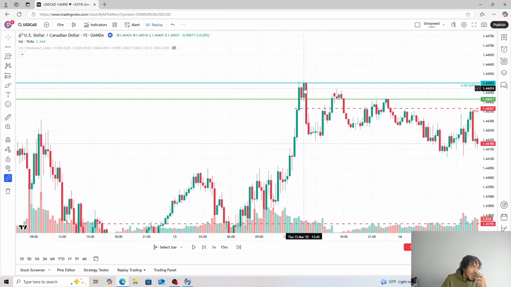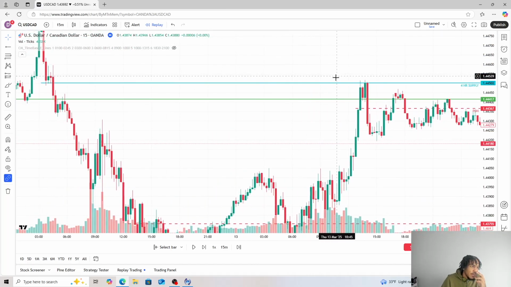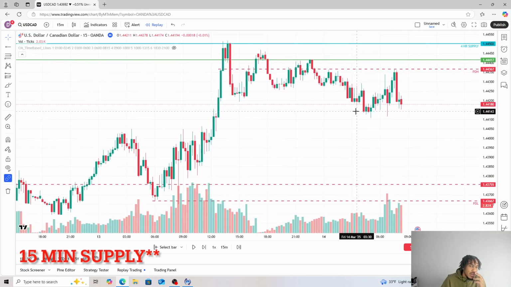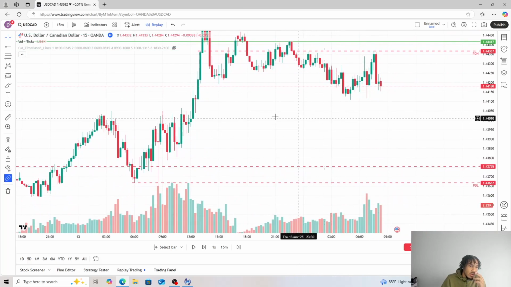Came back up. We touched that 4 hour supply so perfect. Now we having another move down. Y'all can see we got this whole void to fill. We got this whole area to correct and fill.